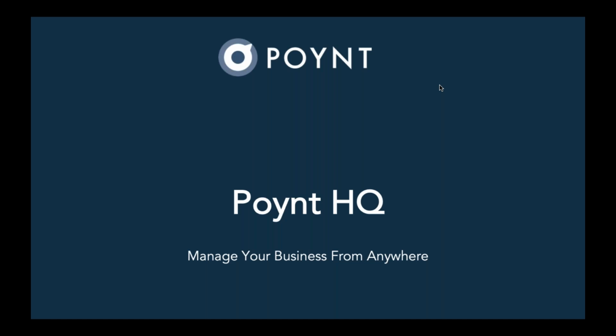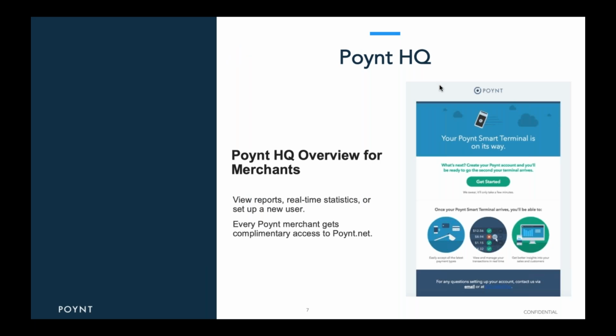So Poynt HQ is what all merchants get access to. When you go into Poynt HQ as a merchant, first you're going to get your activation email. You'll activate your terminal, and our team typically helps with this with clearance anyway. So your team submits a work order, and then we do an activation training for your merchants. But this is the email that they're going to receive.